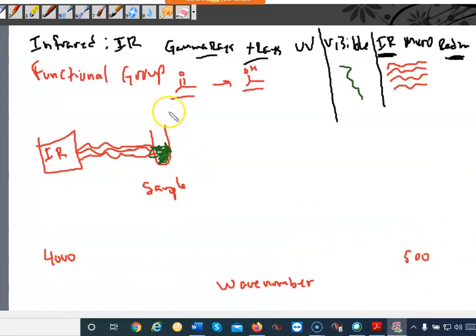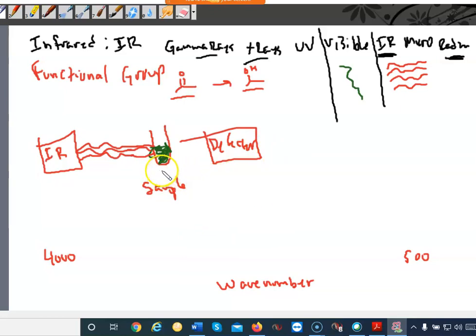Now, depending on the functional group, different functional groups absorb different wavelengths, all depending on the group you have. So groups that have hydrogen bonding absorb in one area of the IR. A carbonyl compound absorbs in a different area on our wavelengths. Aromatic rings absorb in another area. So all depending on the functional group, it absorbs a different wavelength of energy. Okay? And then we have a detector that detects this, and then we have our printout.